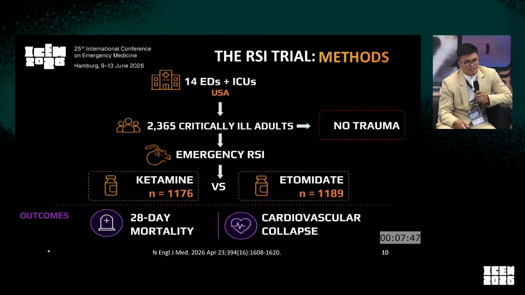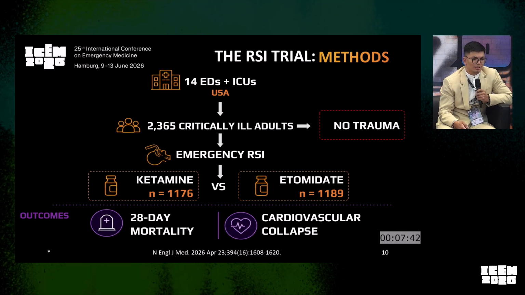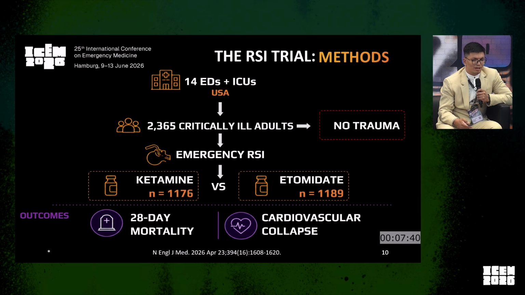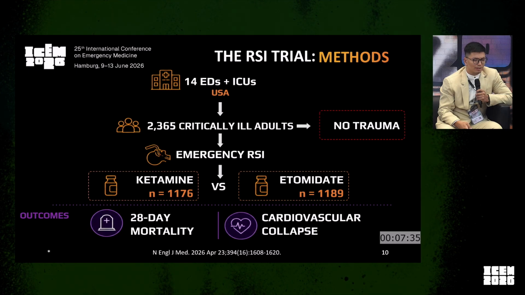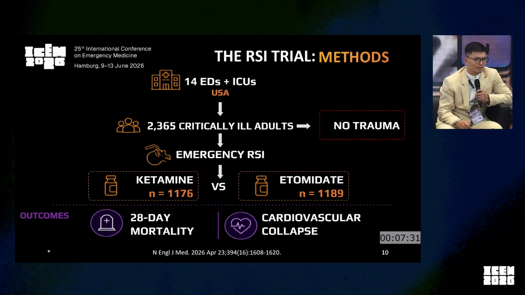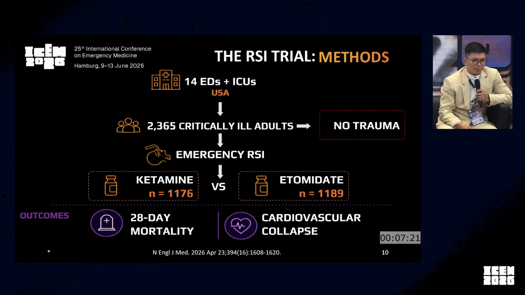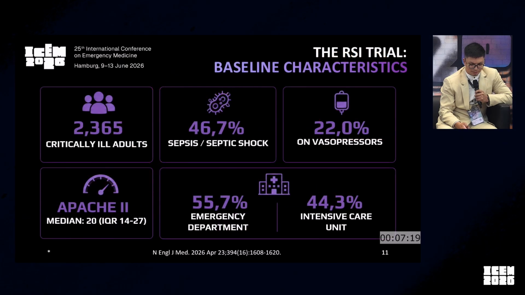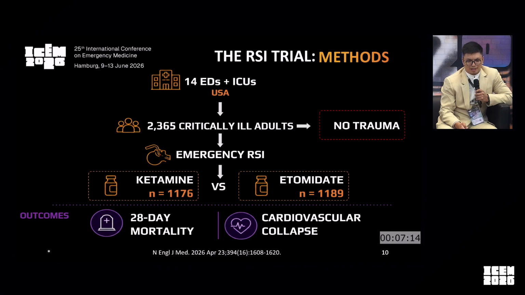The RCT published in the New England Journal of Medicine last year was conducted in the USA and includes 14 emergency departments and intensive care units with at least 2,000 critically ill adults. It's important to clarify that they did not include trauma or hemorrhagic trauma patients. These patients were randomized to ketamine versus etomidate, and the outcomes measured were mortality at 28 days and cardiovascular collapse.